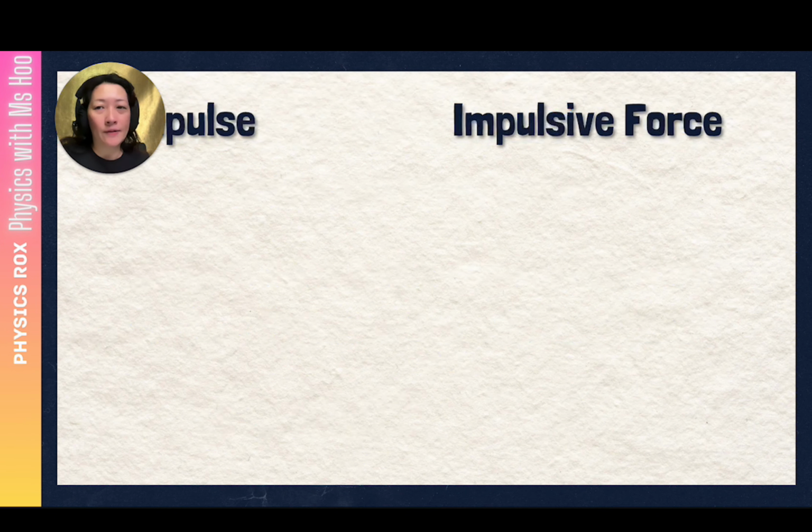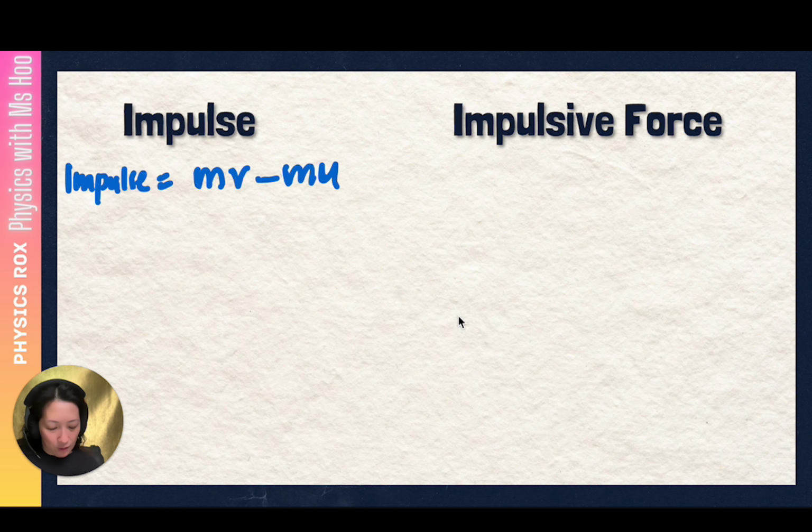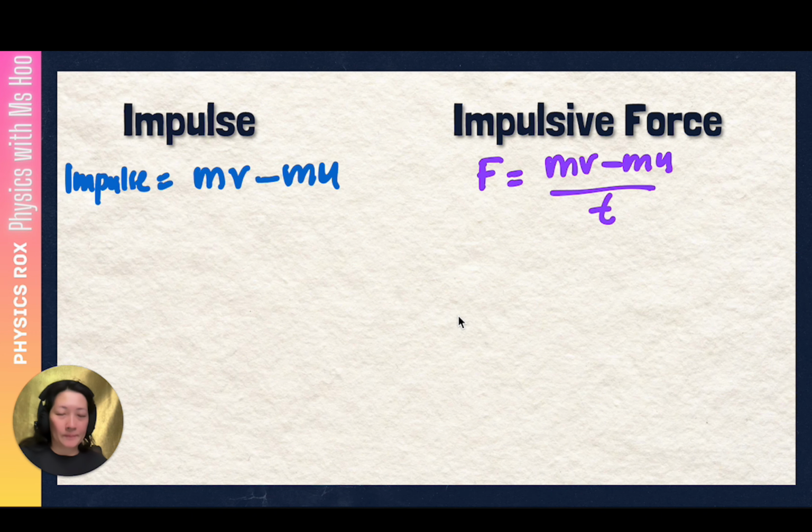Now let's put that together side by side to compare. I'm going to use the symbols here because they'll be easier for us to compare straight away. If I were to write it with a lot of words, it's just going to muddle up the entire slides. So we know that impulse is mv minus mu, whereas impulsive force is F equals mv minus mu over t. Now if we look at this side by side, you can see that they're actually related because mv minus mu, which is the top part of the fraction here, is quite simply impulse.